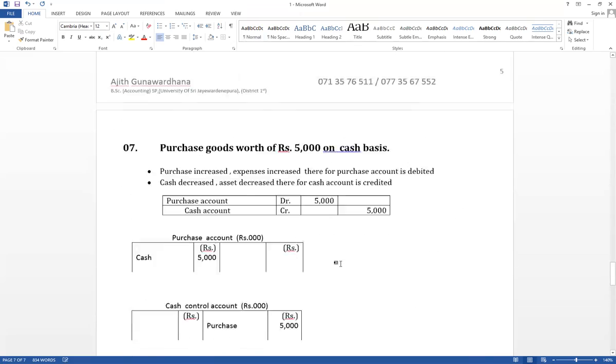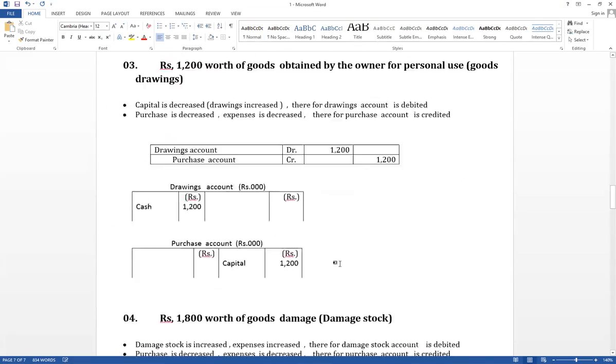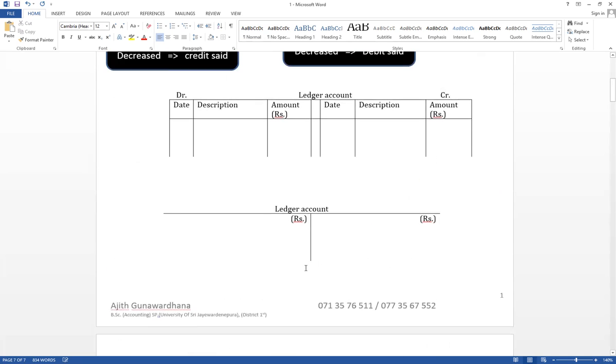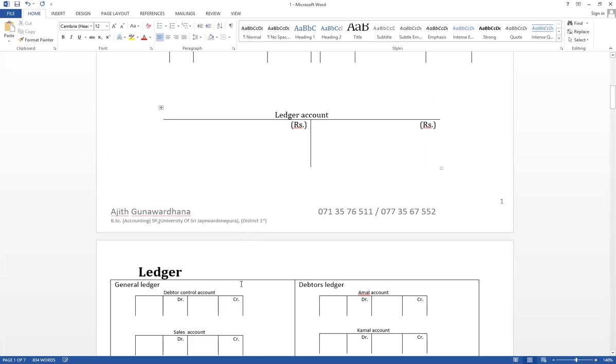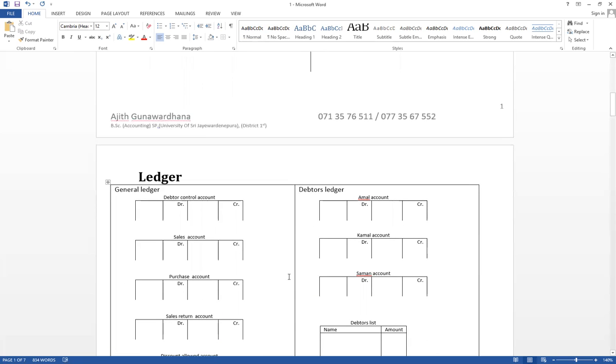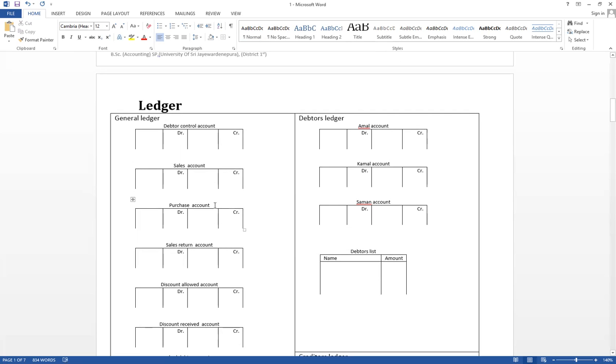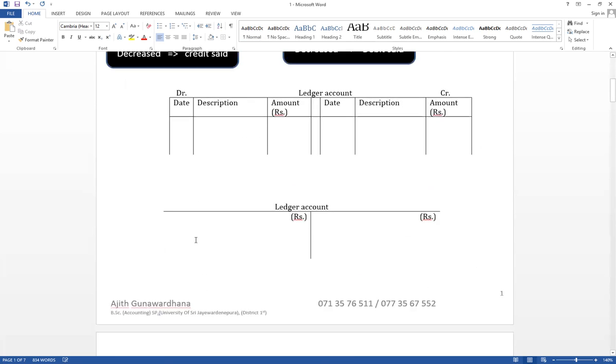This is a basic part. Think about the double entry system. We are going to prepare financial statements. Therefore, from the beginning, information should be recorded using the double entry system in the ledger. These are the ledger accounts and this is a ledger. A ledger is a place which includes many ledger accounts. And this is the theory.